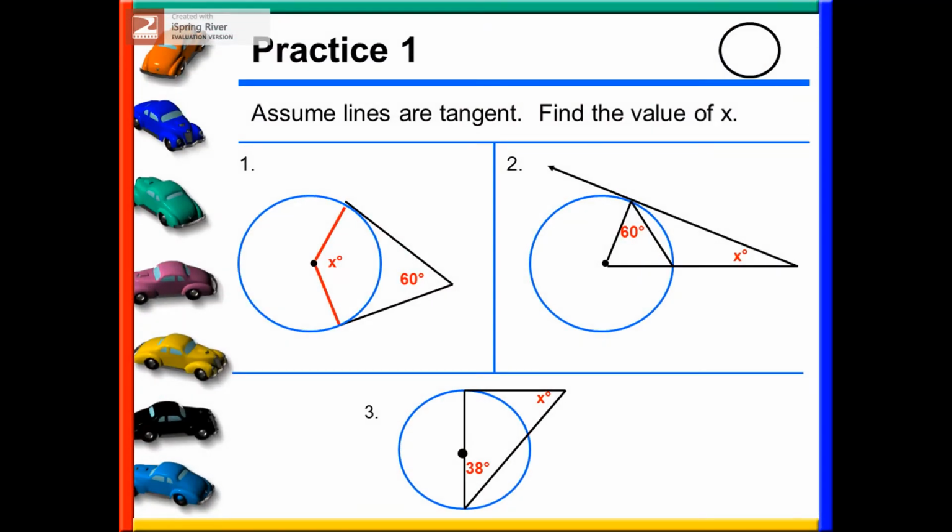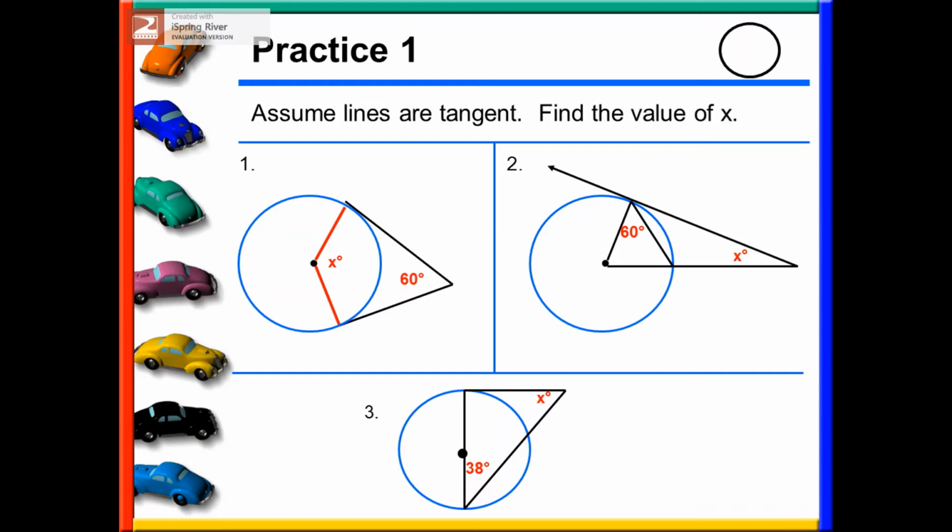From the other practice, assume lines are tangent. Find the value of x. Number 1. We have the given 60 degrees, and we need to find the value of x.